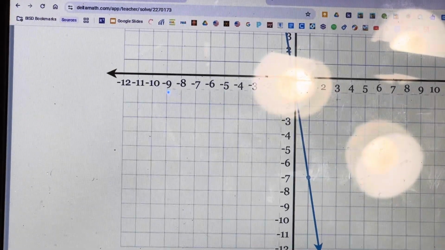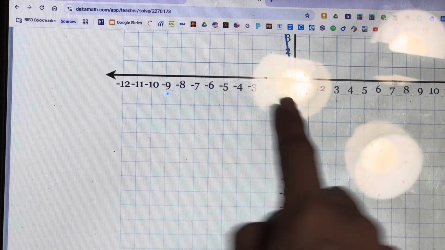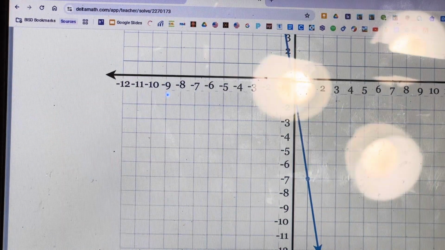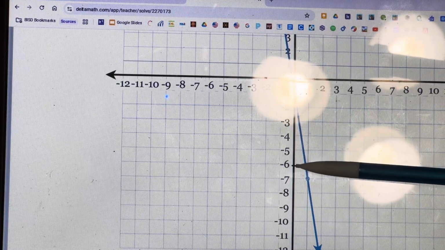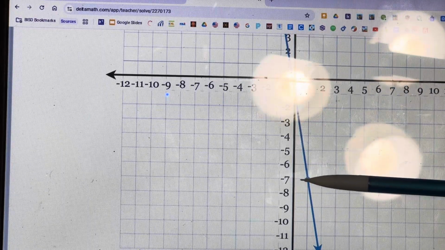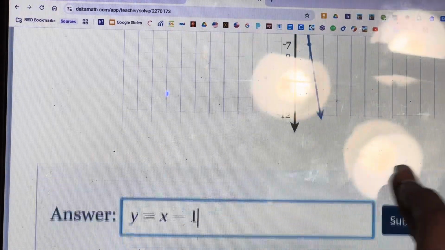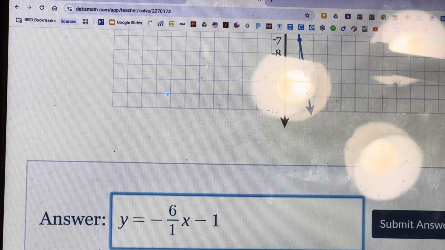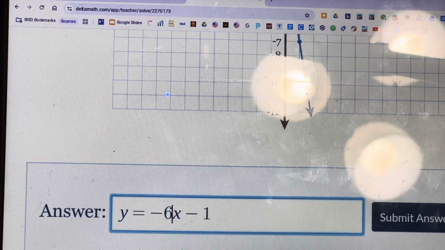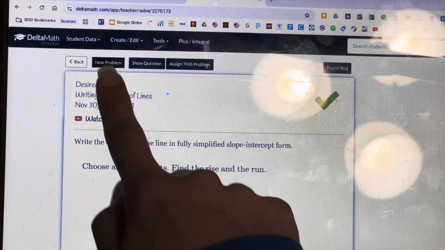Okay, now from here, I want to find my slope. So I'm going to go down. Let's use a pencil. I'm going to go from here down 1, 2, 3, 4, 5, 6, forward 1. So -6 over 1, which is just -6 in simplified form. We don't need the over 1, right? This would be y equals -6x minus 1. Okay, let's do one more.